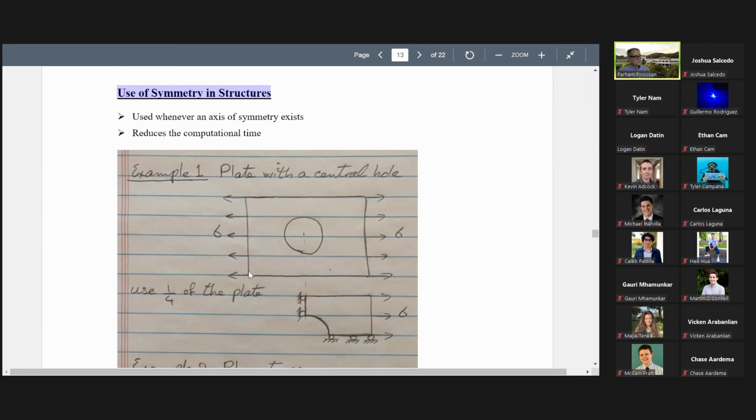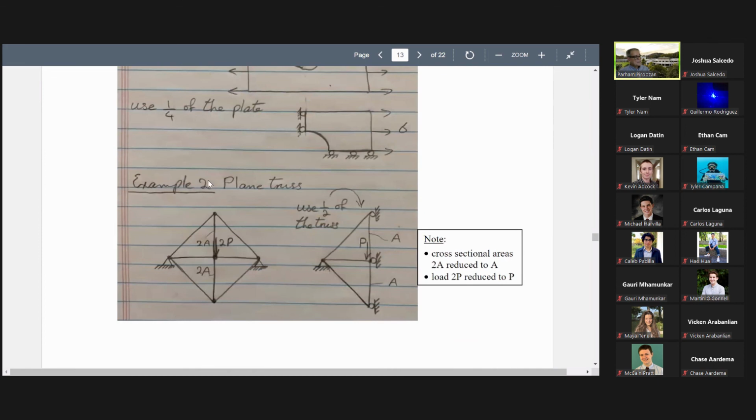If you want to analyze this, we have to use a pin here and put all other nodes on rollers. But this analysis involves the whole plate. We are not using symmetry, but the discussion is to use symmetry to do this. So symmetry refers to geometry. So use a quarter of this plate.